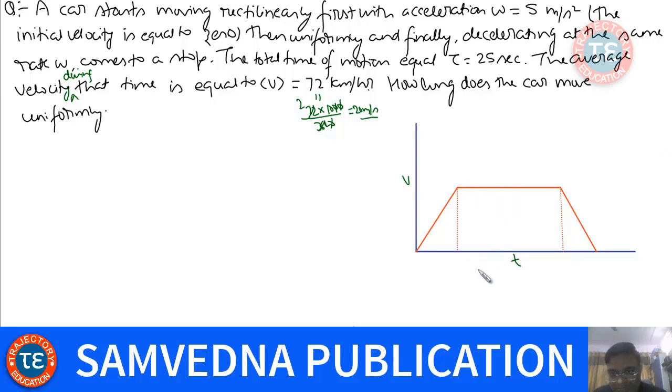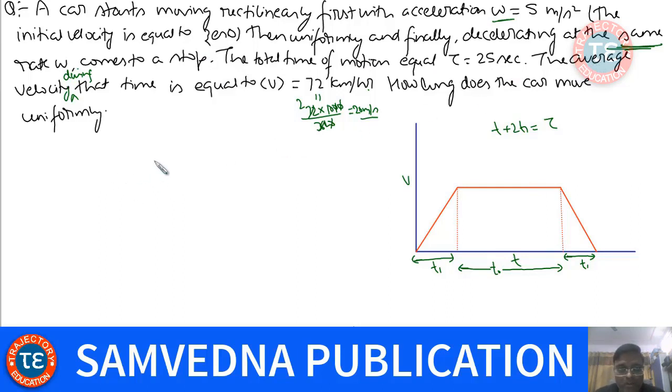Okay, so suppose it moves with uniform velocity for the time interval t naught, and of course, since it is accelerating to this velocity, and then from this velocity it is decelerating at the same retardation w, this time will also be the same. So this is say t1, and this will also be t1. Now t plus 2t1 is tau. Get your point? We have to find t over here.